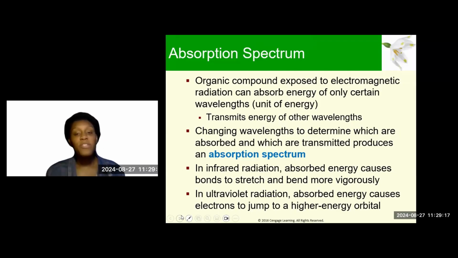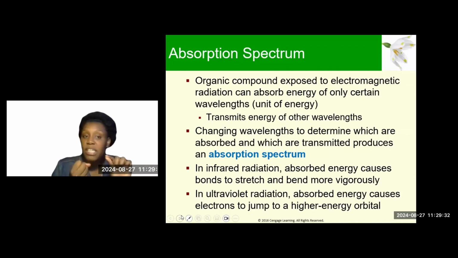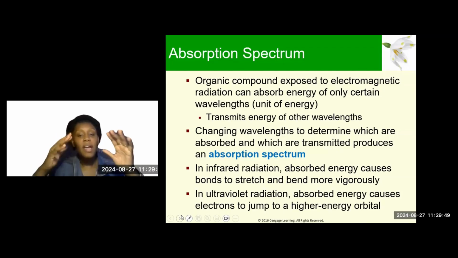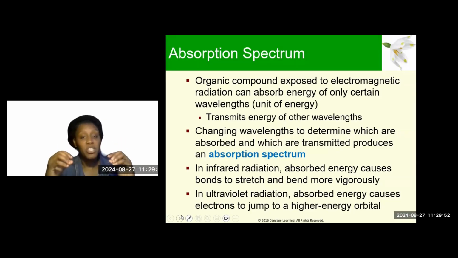So why is this important in reference to organic chemistry? Well, organic compounds exposed to electromagnetic radiation can absorb energy of only certain wavelengths, units of energy. All right, so organic compounds absorb the energy, and not just any energy or every energy, specific energy based on certain properties. So the changing in wavelengths to determine which are absorbed and which are transmitted produces an absorption spectrum. So depending on which wavelength is absorbed, you can create an absorption spectrum, okay, or spectra? And so you can create a graph, if you will.